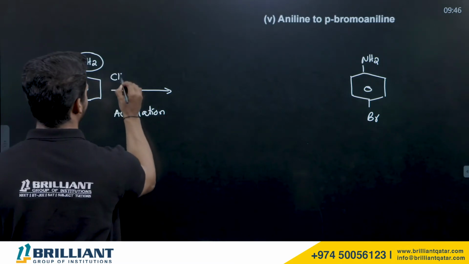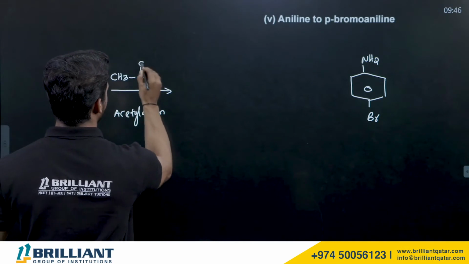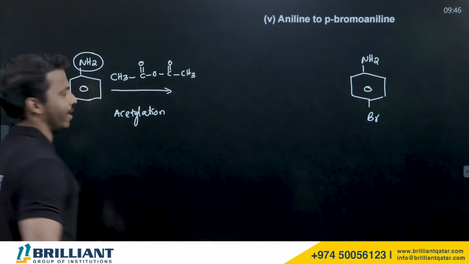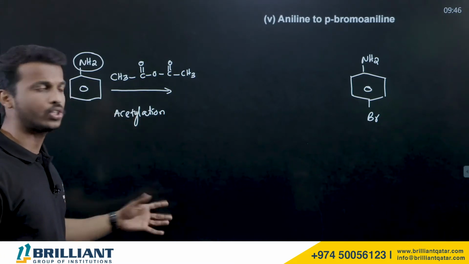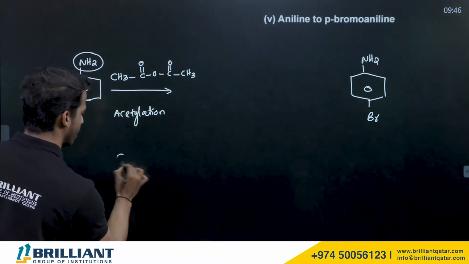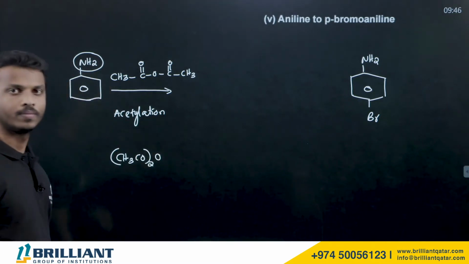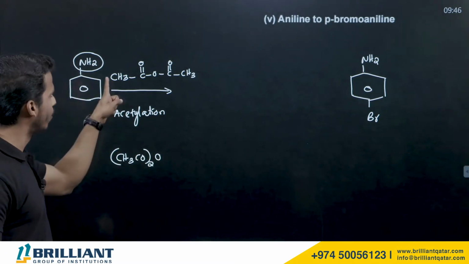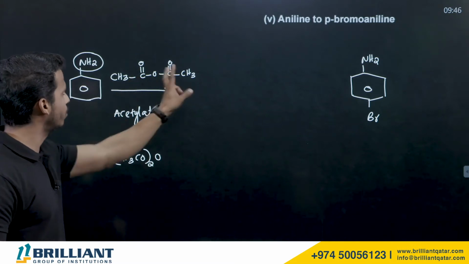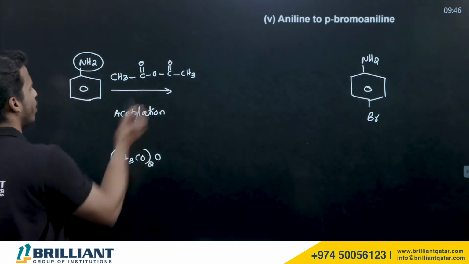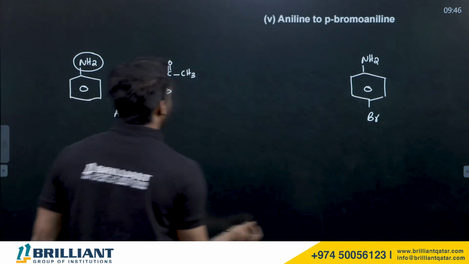What is acetic anhydride? CH3COOCOCH3. This is called acetic anhydride. But mostly in examinations, in the question, they will give it like this: CH3CO twice, O. This is acetic anhydride, right? See all of you, CH3CO, two groups are there, twice, and in the center there is an oxygen. Okay, so what you have to do here is very simple.